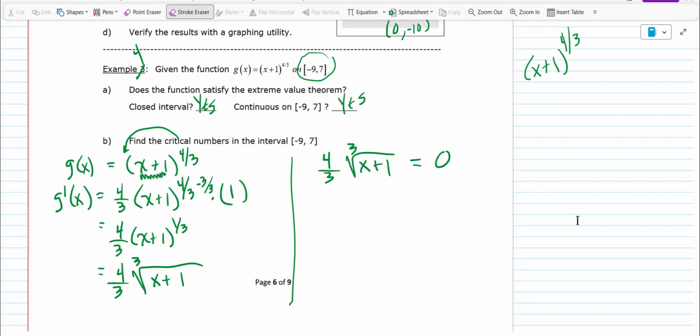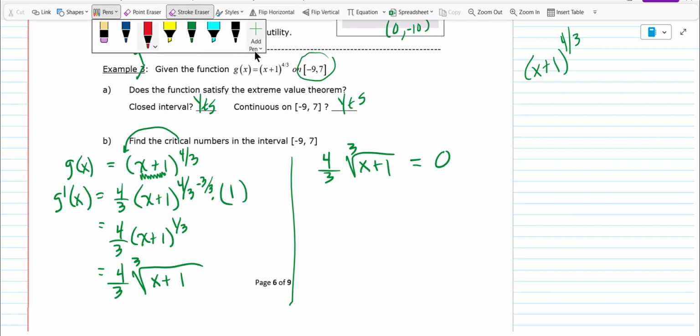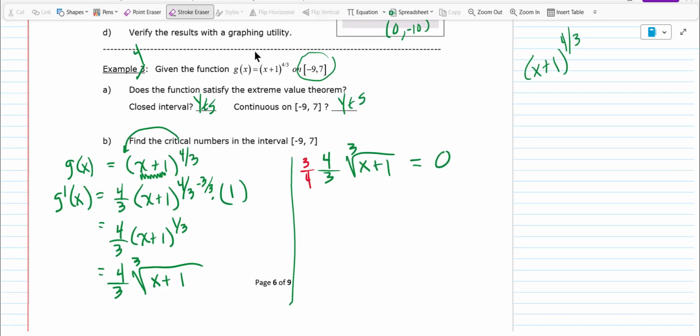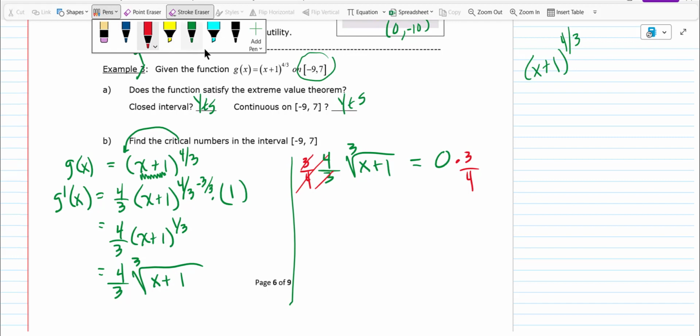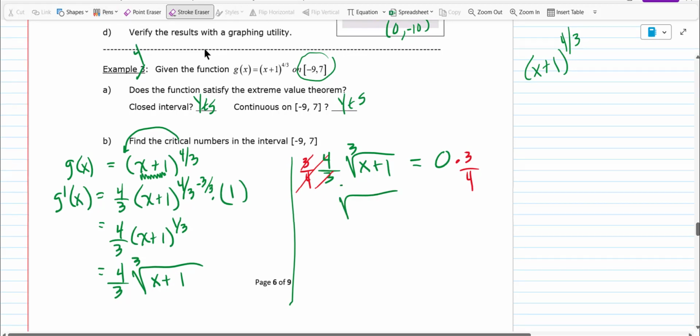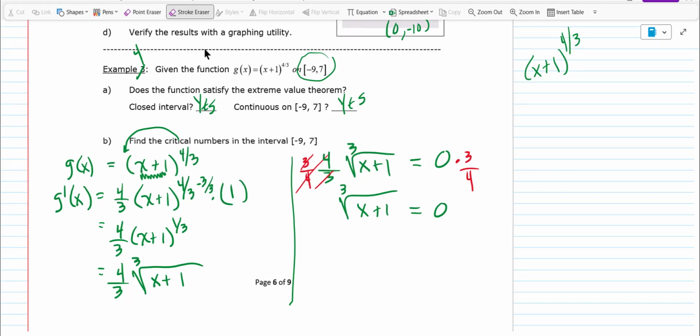-1, right? -1 plus 1 is 0. Cube root of 0 is 0. 0 times 4/3 is 0. Okay, so you can do it in your head. I'm okay if you do it in your head. The way you would technically solve this algebraically is you would multiply both sides by 3/4, and what that would do is isolate the cube root. So you would have the cube root of x plus 1 is equal to 0. Now, what you typically learn in college algebra is if you solve an equation with a square root in it, you square both sides to get rid of the radical.